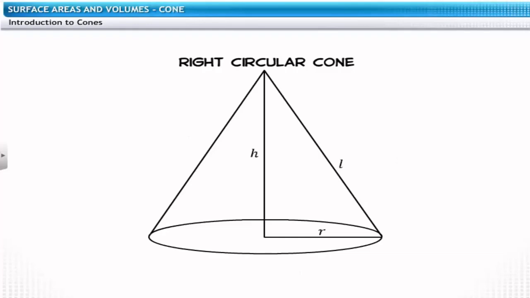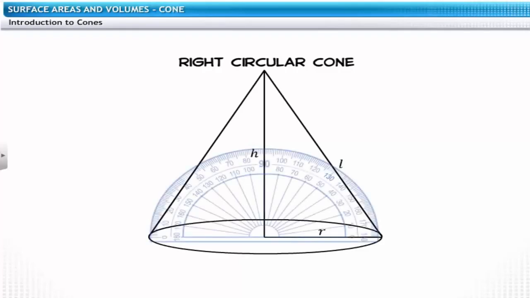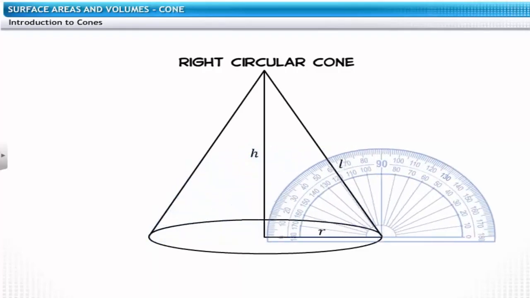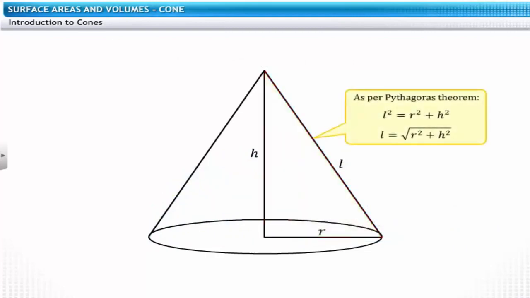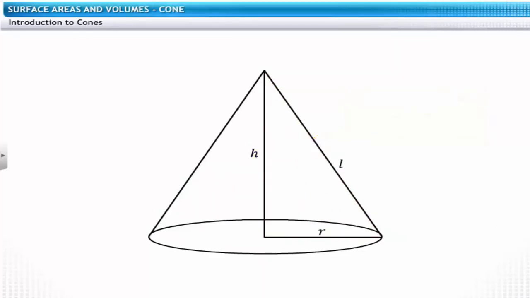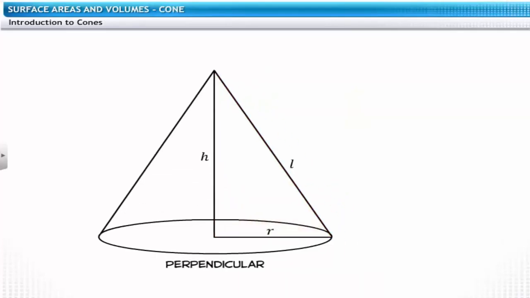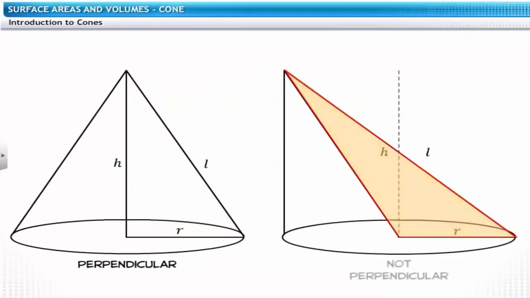As you can see, the difference between the height and slant height is that the height is perpendicular to the base of the cone while the slant height is not. Using the Pythagoras theorem, we get the relation between L, r, and h as shown. Please note, if h is perpendicular, then the cone is called a right circular cone.